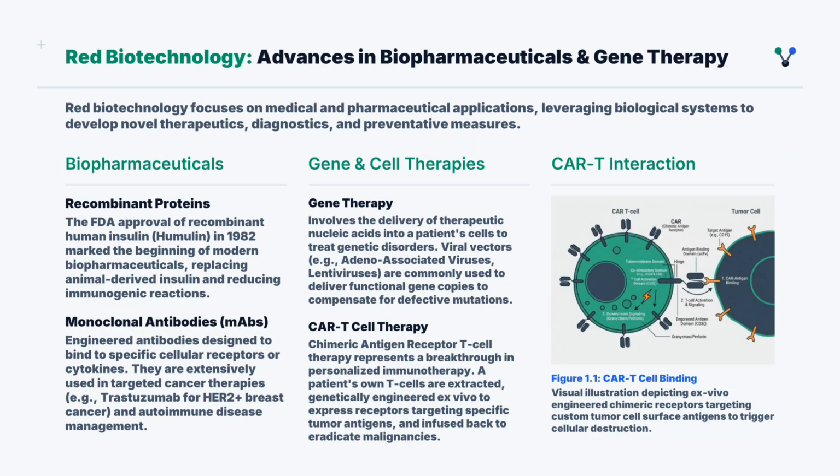Moving into specialized applications, Red Biotechnology focuses on pharmaceuticals, organs, regenerative medicine, and individualized therapies. This modern biopharmaceutical era was inaugurated in 1982 with the FDA approval of recombinant human insulin, replacing animal extracts and eliminating adverse immunogenic reactions. Today, the field encompasses targeted monoclonal antibodies like trastuzumab, viral vector-mediated gene therapies that replace defective genes, and advanced cell therapies such as CAR-T.